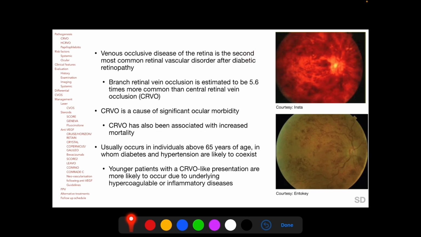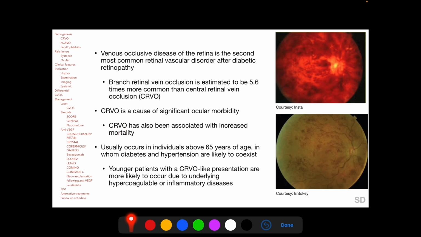Venous occlusive disease of the retina is the second most common retinal vascular disorder after diabetic retinopathy, and branch retinal vein occlusion is more common than central retinal vein occlusion. Central retinal vein occlusion, or CRVO, is a cause of significant ocular morbidity, and in some studies CRVO has also been associated with increased mortality.